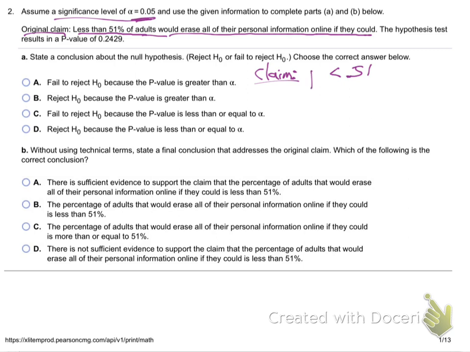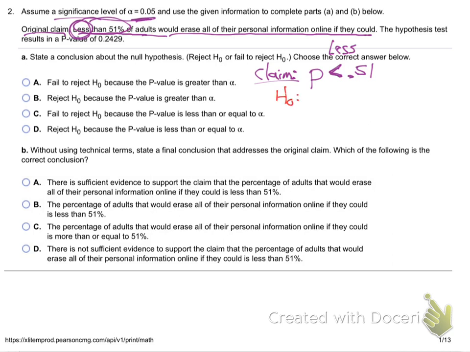How do you know it's P or mu? It's P if it's a percentage. P stands for proportion or percentage. Really, it stands for proportion. So it's saying less than. So that's why I did less. P is less than, as it says right here, less than 0.51. That's the claim.